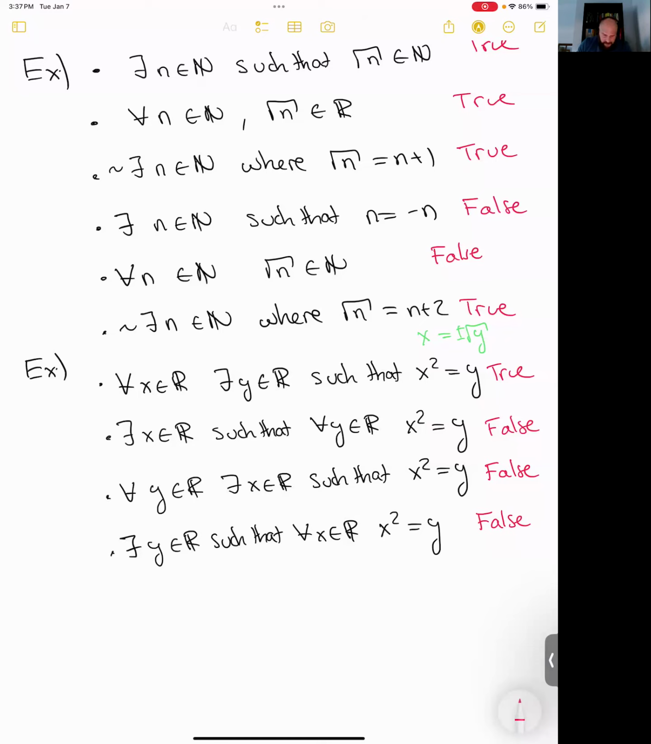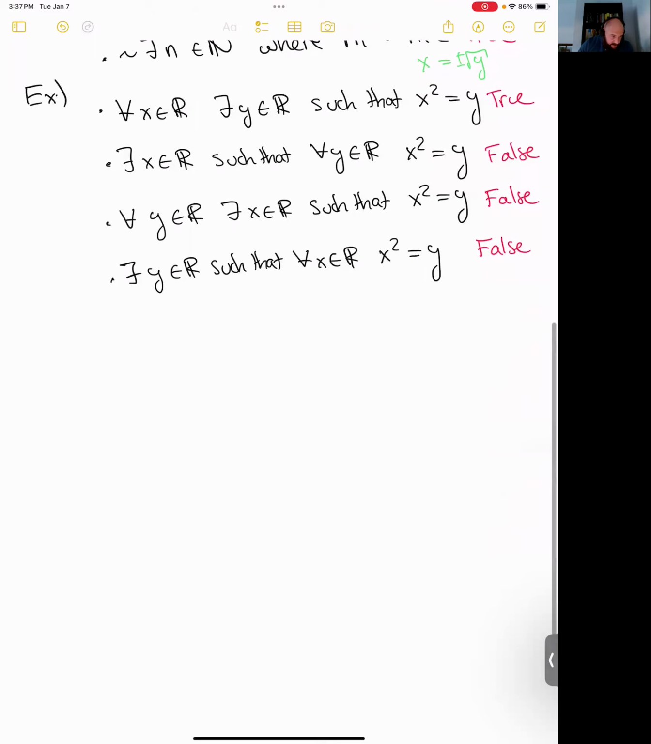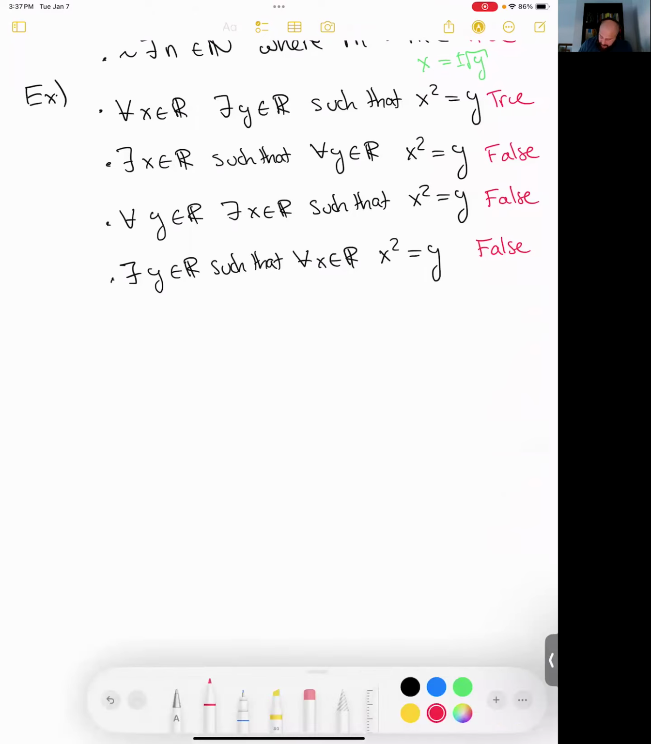Okay, so that's our beginning of working with quantifiers and deciding the truth and falsity of statements involving quantifiers. So now we want to work with negating quantifiers, right? So that's the next thing we want to play around with. So here we're going to make a note.